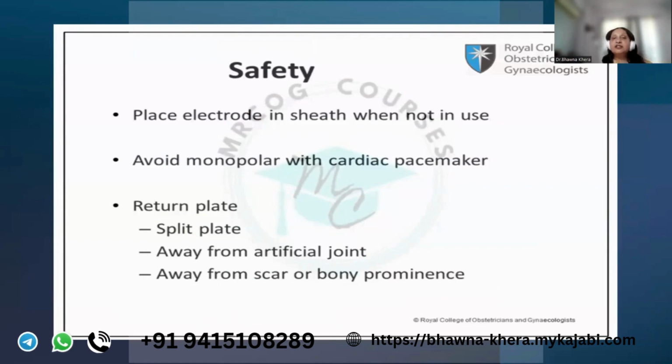The electrode should be placed in a sheath when not in use, so that it does not touch inadvertently here and there and burn the tissue. Avoid monopolar with a cardiac pacemaker, because the current is going to flow through the patient. Return plate: split plate is good. That should be used away from an artificial joint, or away from a scar or bony prominences.